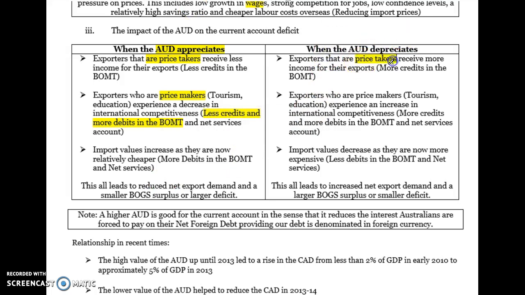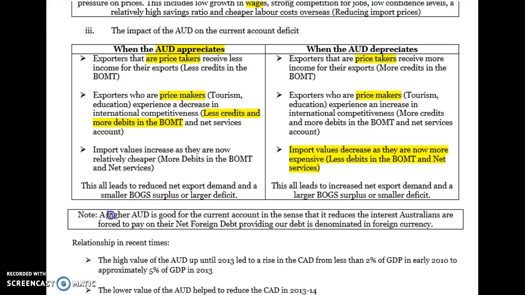Exporters that are price takers, so if prices are denominated in foreign currency or on world markets, they receive more income. And exporters that are price makers, like tourism and education, will experience increased international competitiveness, more credits and less debits in the balance of merchandise trade. Import values will decrease because it'll be more expensive to buy things from overseas, and we'll choose locally made products instead.